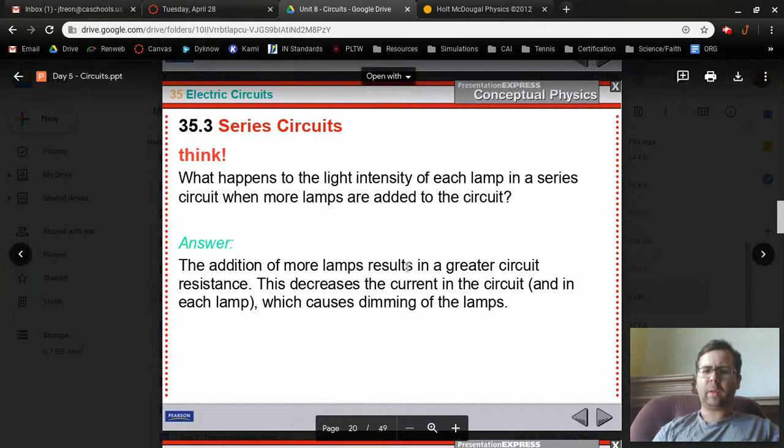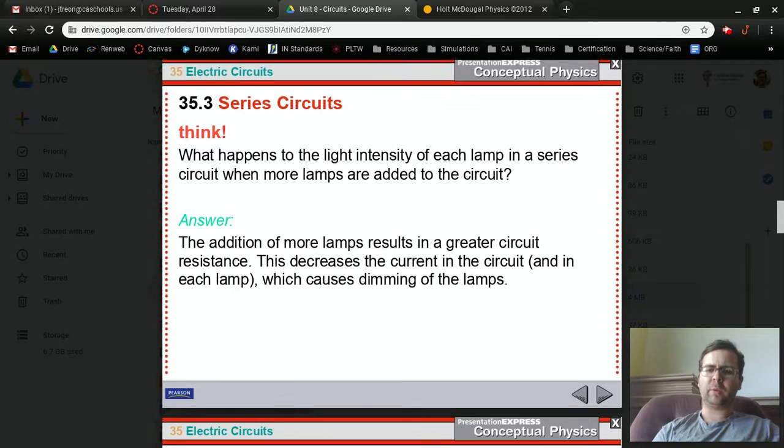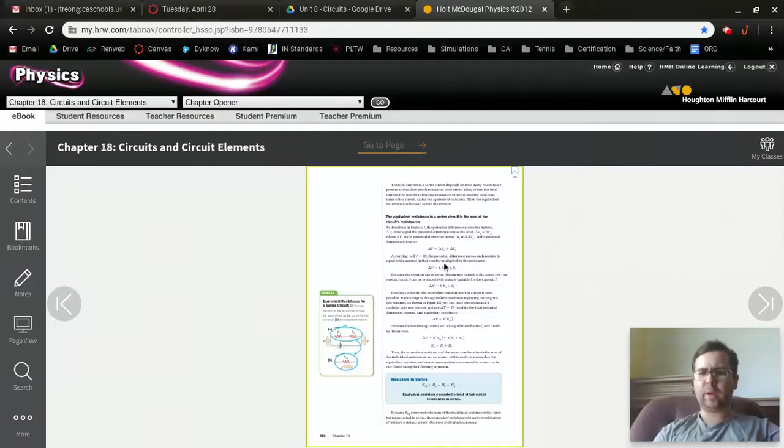So the addition of more lamps results in a greater circuit resistance. This decreases the current in the circuit and in each lamp, which causes dimming of the lamp. So you can't really add a bunch of light bulbs all in the same pathway without providing a lot of voltage because it just makes it really, really dim. So let me do some examples with you guys real quick here.